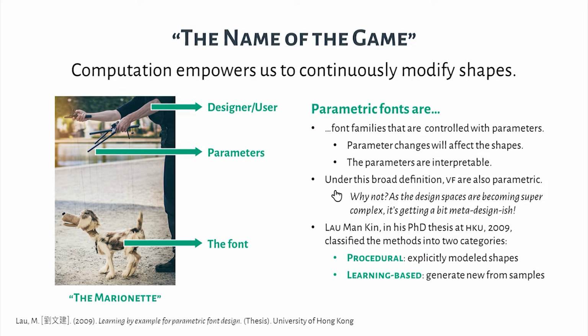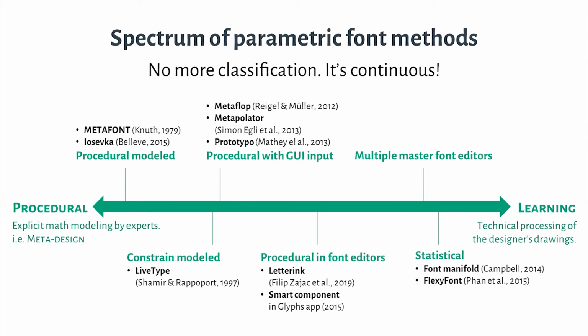In this sense, the definition of parametric font has become so broad that we need some classification to make things clear. Lao Manjing, in his PhD thesis at the University of Hong Kong, classified the methods into two categories: the procedural, in which the glyphs are modeled explicitly in a very meta-designish manner, and the learning-based, which generates new shapes from given samples. The world has changed a lot since Lao's PhD thesis came out. There are methods that are both procedural and learning-based now. So why don't we make it a spectrum?